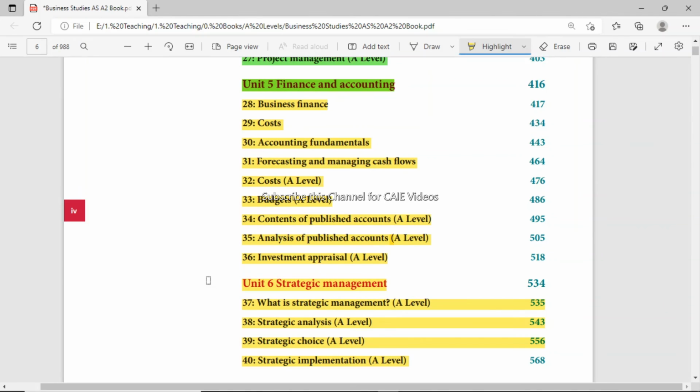So strategic management is basically related to the overall strategy of the organization. Every organization is set to achieve particular goals, and every organization has its own objectives. So how the strategies are set, how they are managed and implemented, we will be discussing all these related concepts in unit number 6.